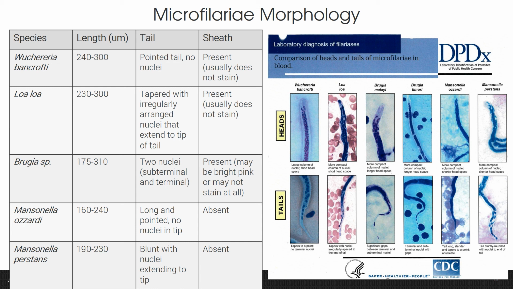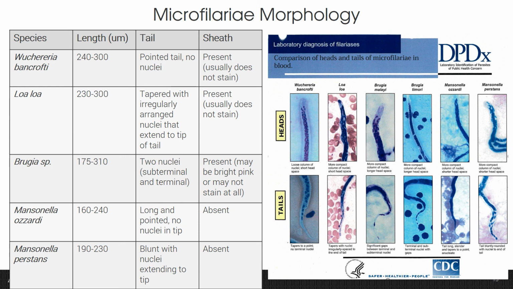Loa loa is 230 to 300 microns. The tail is tapered, with irregularly arranged nuclei that extend to the tip of the tail. So I like to say Loa loa floats to the tip of the tail. When the sheath is present, it usually does not stain. Brugia species are 175 to 310 microns. In the tail, there are two nuclei, a subterminal and a terminal nucleus. The sheath, when present, may be bright pink or may not stain at all.